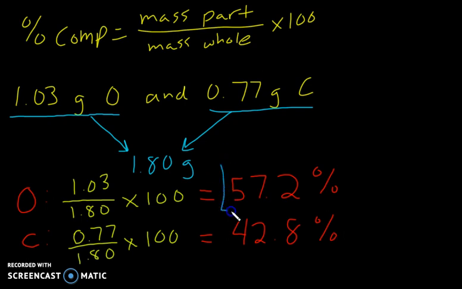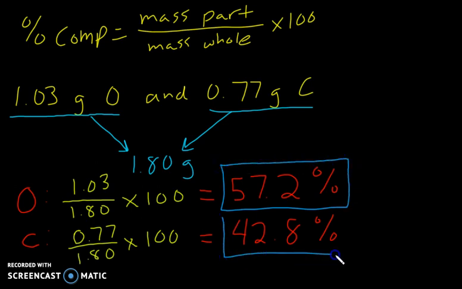So in this case, oxygen makes up 57.2%, carbon makes up 42.8%. We didn't need to use the periodic table at all for these types of calculations. So this is how you find percent composition of a compound based on the elements that make it up.